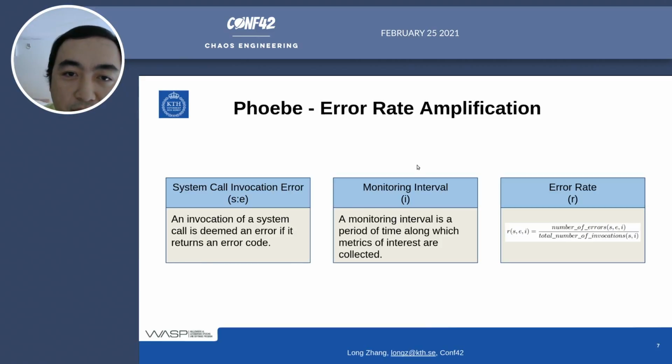For example, in 1 second, there are 10 open system calls, and one of them failed with an error code, for example, no content or something like that. Then the error rate is 10%. This is information for us to generate error models in the future, because we can amplify this error rate. This error rate was observed in production, so it can be basic information for us.